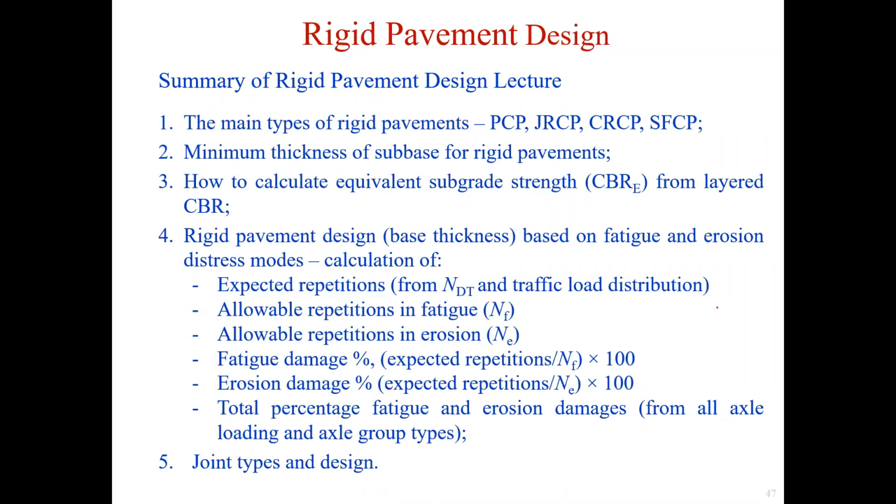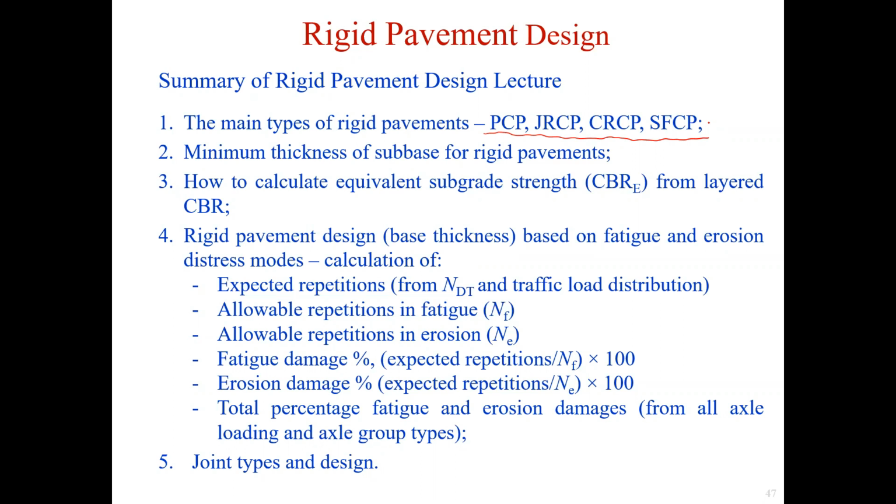A summary of rigid pavement design. We have learned the main types of rigid pavements: the PCP, JRCP, CRCP, and SFCP. The methods to determine the minimum thickness of rigid pavement subbase, the calculation of equivalent subgrade strength CBRE from layered CBR, and the rigid pavement design including calculation of expected repetitions and allowable repetitions in fatigue NF and erosion NE.